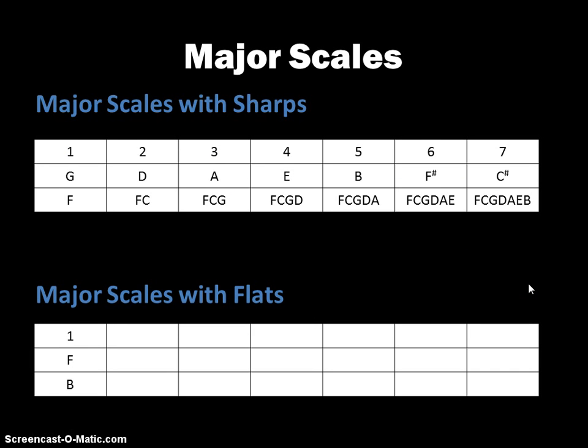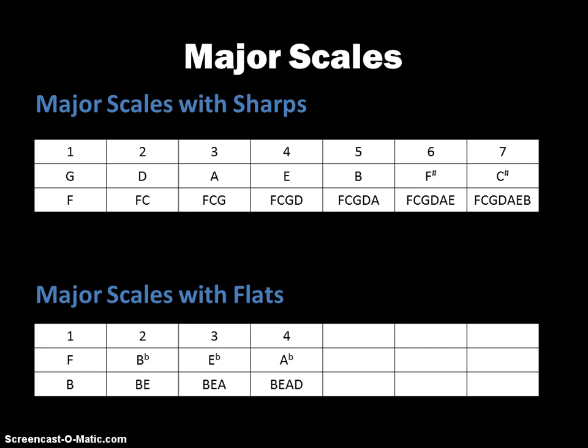If we were to do the same exercise with the major scales with flats, we would find this pattern. The key signature with 1 flat is F major, and that flat is the 4th scale degree, B flat. A scale with 2 flats is B flat major, and the 2 flats would be B and E now, because E is the 4th scale degree. A scale with 3 flats would be E flat major, you've got B, E, and then A.